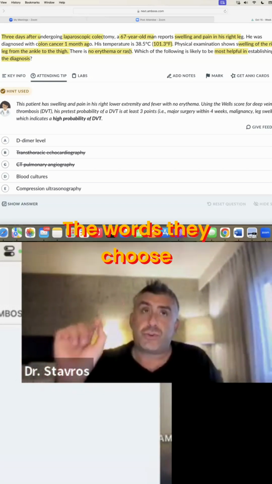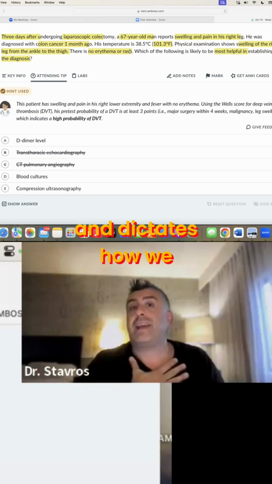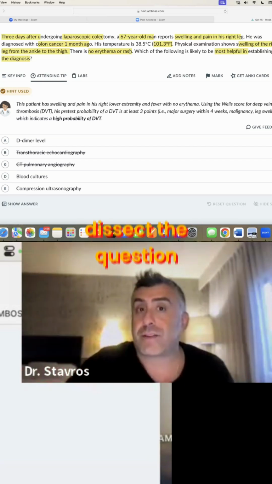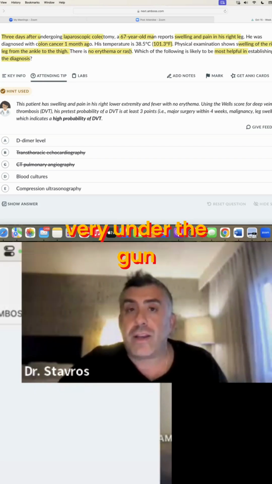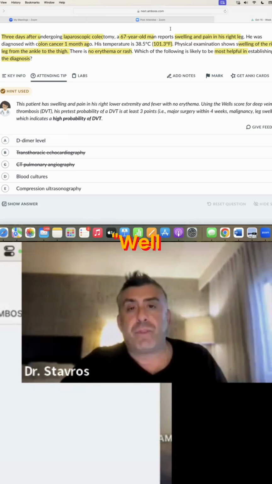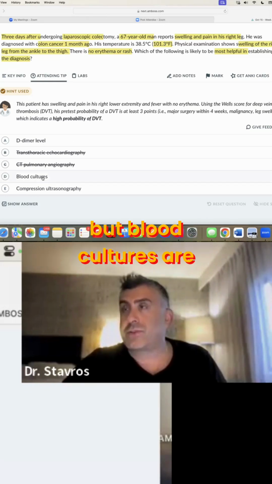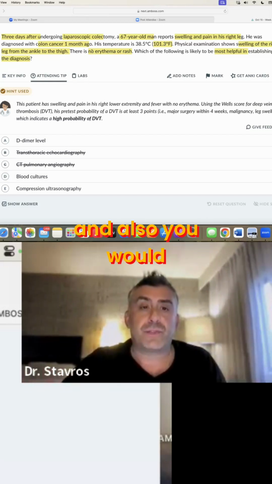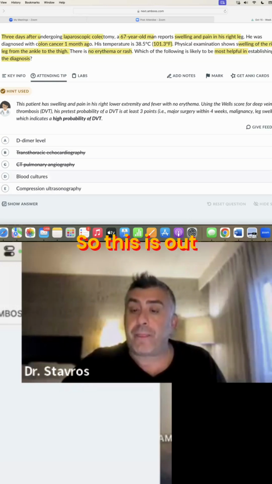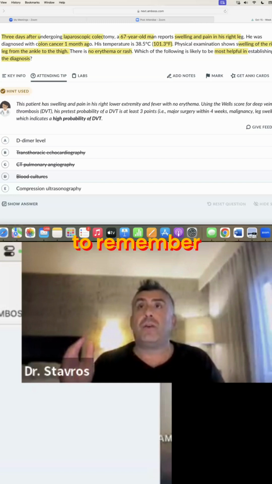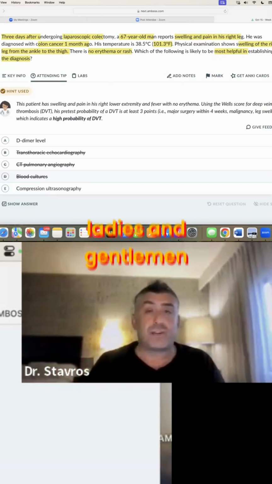The words they choose in the question stem help us and dictate how we diagnose and how we dissect the question. So clearly, if you're very, very under the gun and you're very fast, you might say, well, there's a fever here, must be infection, blood cultures. Yeah, but blood cultures are for cellulitis, and also you would see some erythema or rash. You do not see that here. So this is out. Now you always have to remember, know the diagnosis and move on from there. So it's DVT, ladies and gentlemen.